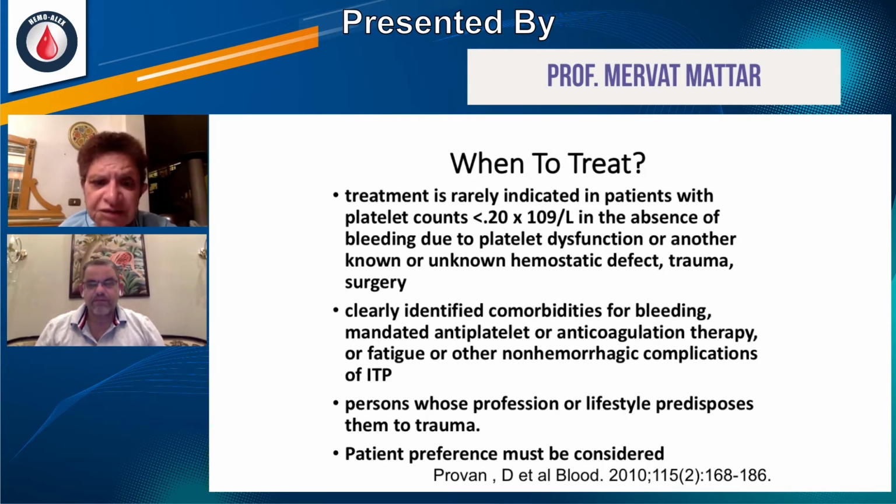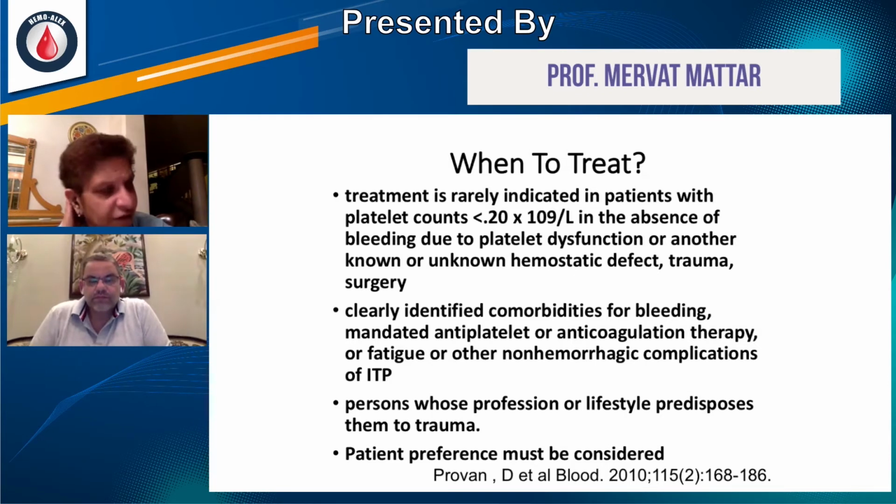Clearly identified comorbidities for bleeding may mandate antiplatelet or anticoagulation therapy. We are usually faced with patients receiving aspirin or anticoagulation because of heart problems or others, and they are thrombocytopenic. Another problem with low platelets is fatigue or other non-hemorrhagic complications of ITP, which I'm going to stress, because ITP is not only a disease of low platelet count and bleeding. Also, persons with a profession or lifestyle that predisposes them to trauma. So we need the platelet count to be more than 20,000. And of course, patient preference.